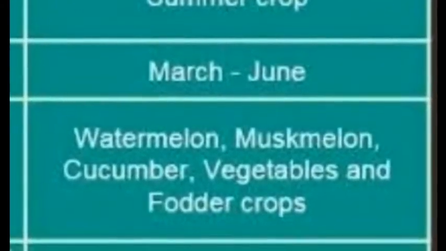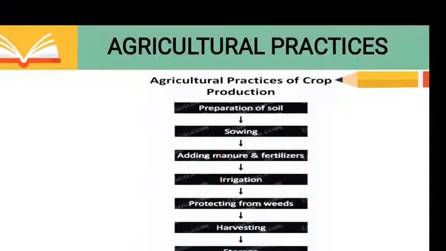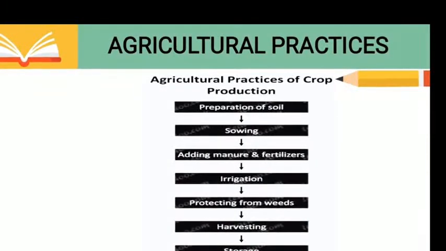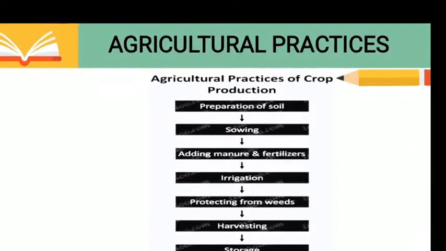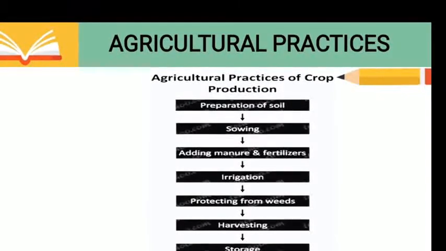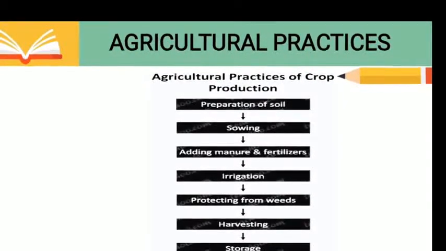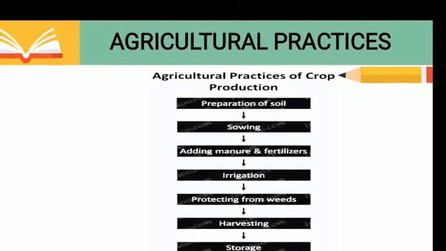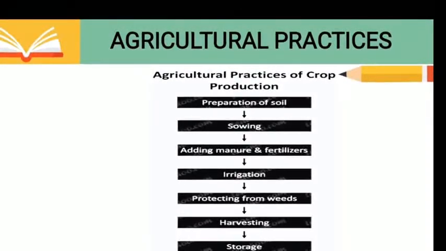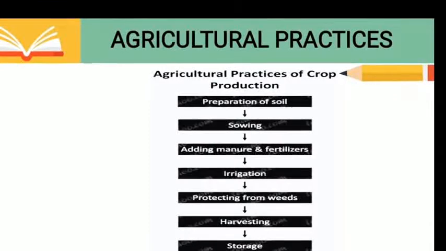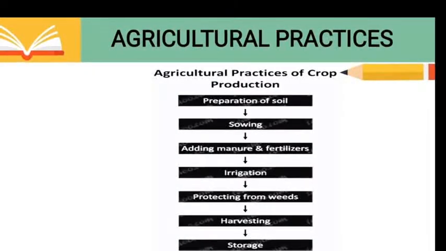Now basic practices of crop production. What all things are done to grow the crop? Here there are a few basic steps. They are first preparation of soil, then we have sowing, adding manure and fertilizers, irrigation, protection from weeds, harvesting, and storage.